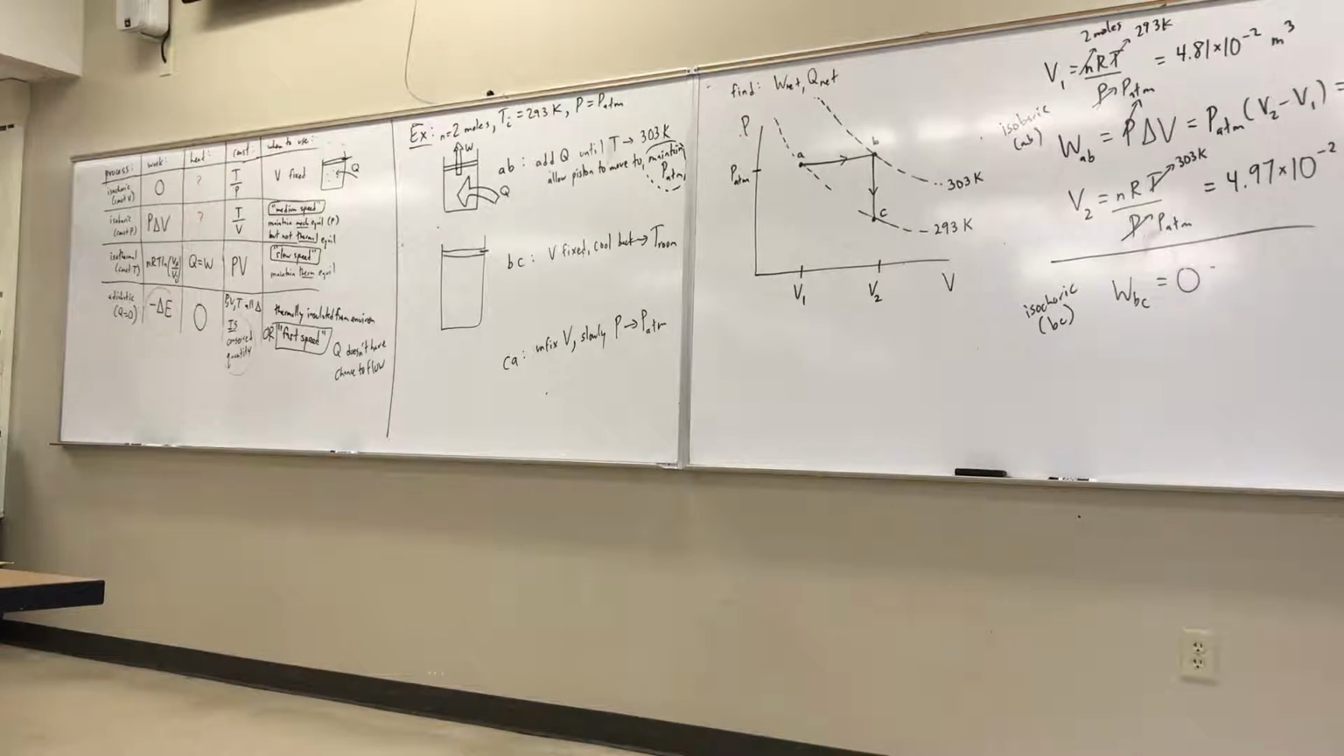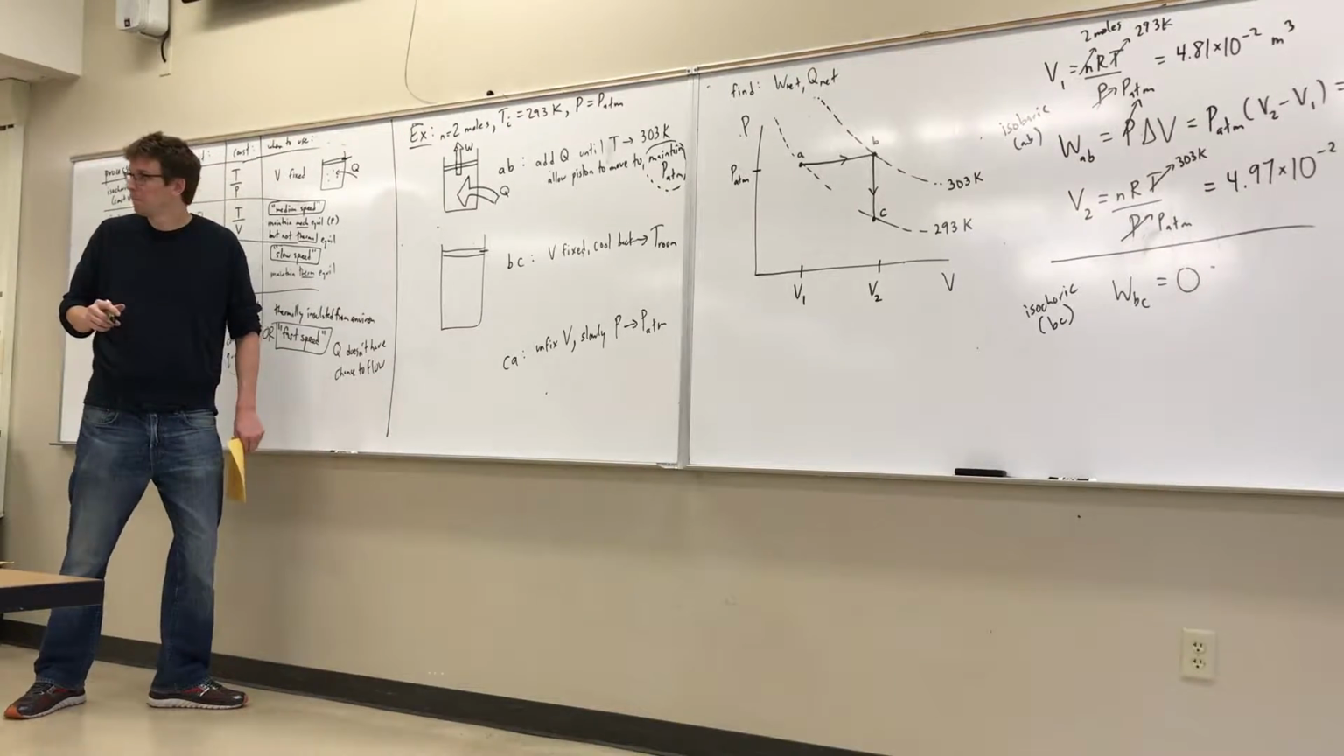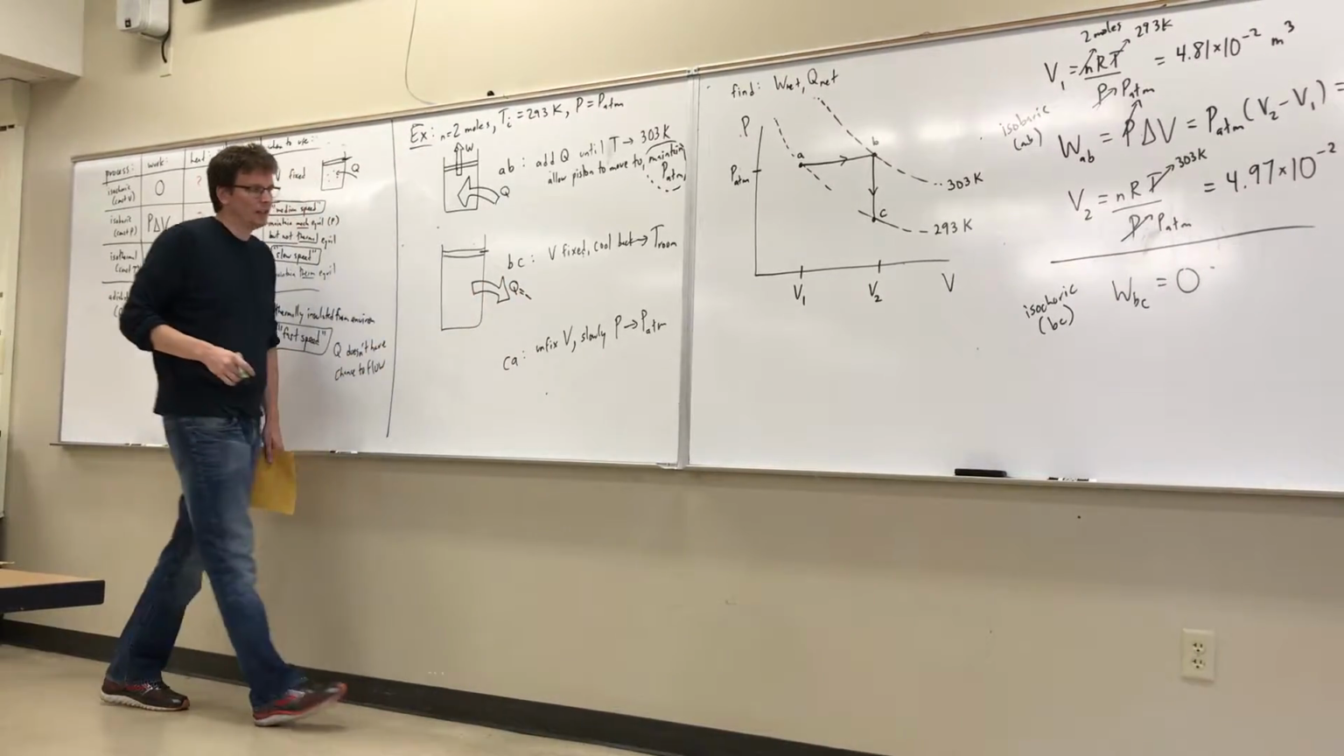Now, there was no work done, but what about the heat? Did it flow in or out? For cooling, it must have gone out. Q is negative.